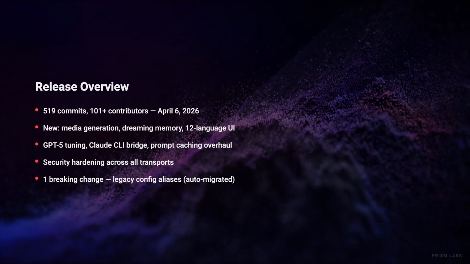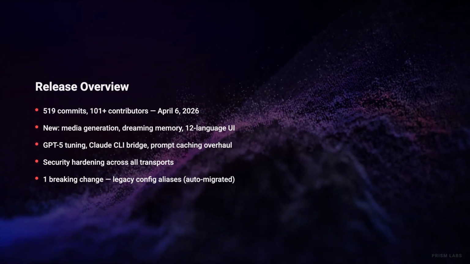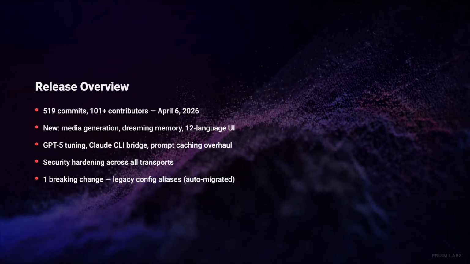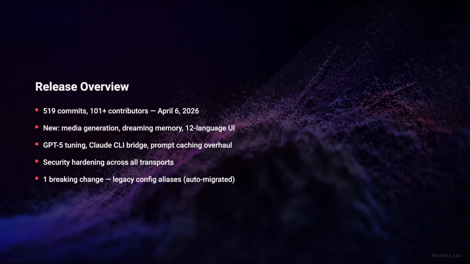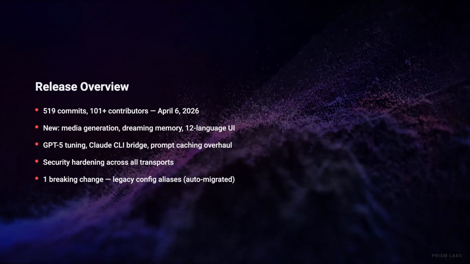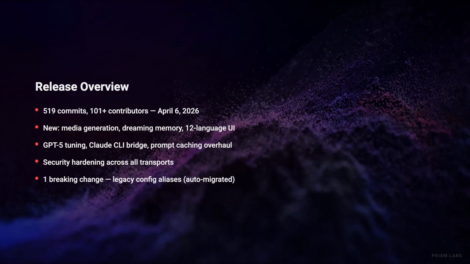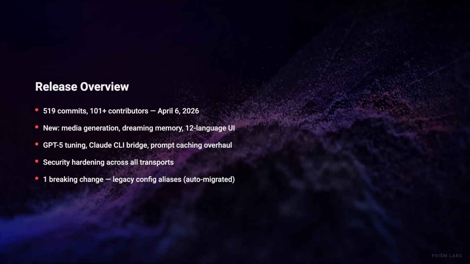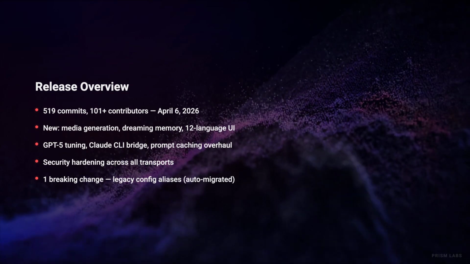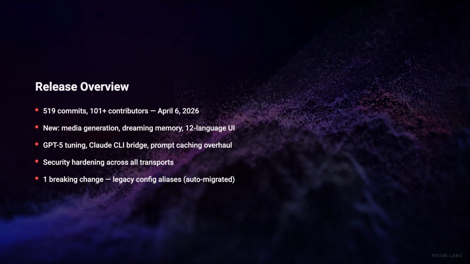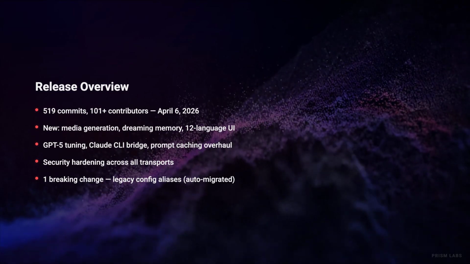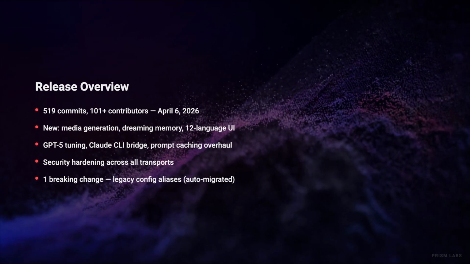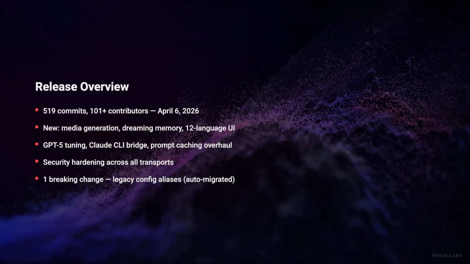This release adds entirely new capability categories to the agent: media generation tools, an experimental memory dreaming system, full multilingual localization, major prompt caching improvements, GPT-5 and Codex default tuning, a Claude CLI loopback bridge, and security hardening across every transport layer. Plus, platform-specific fixes for Telegram, Discord, Matrix, WhatsApp, Slack, Teams, iOS, and Android. There's one breaking change involving legacy config aliases, and OpenClaw Doctor fix handles the migration automatically.